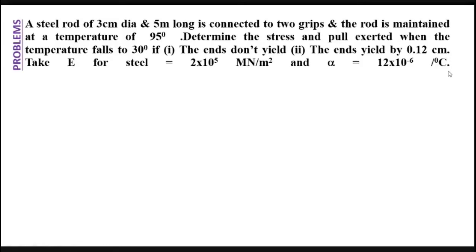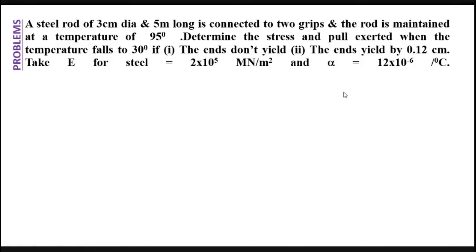It means that when there is a rise of 1 degree centigrade, your steel will have an expansion of 12 into 10 power minus 6. Multiply it with any of the length, whatever the length is. If the length is long, your del L will be higher in value. If the length is short, then del L will be shorter in value, right? So it depends on that.